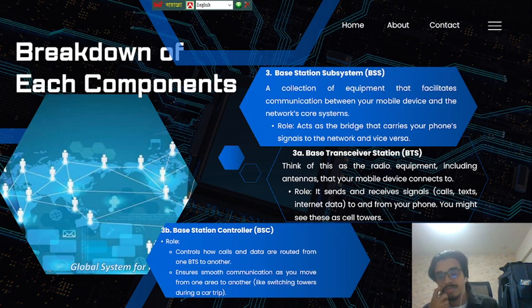Next is the base station controller, which also stands for BSC. Its role is to control how calls and data are routed from one BTS to another, and ensure smooth communication as you move from one area to another, like switching towers during a car trip.